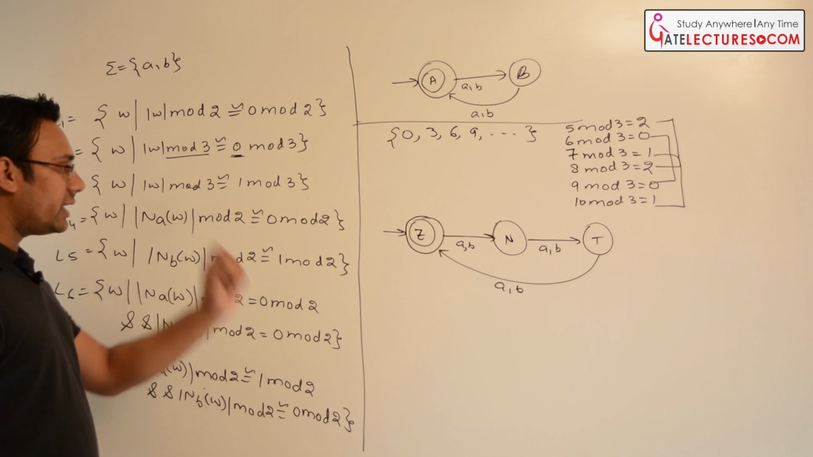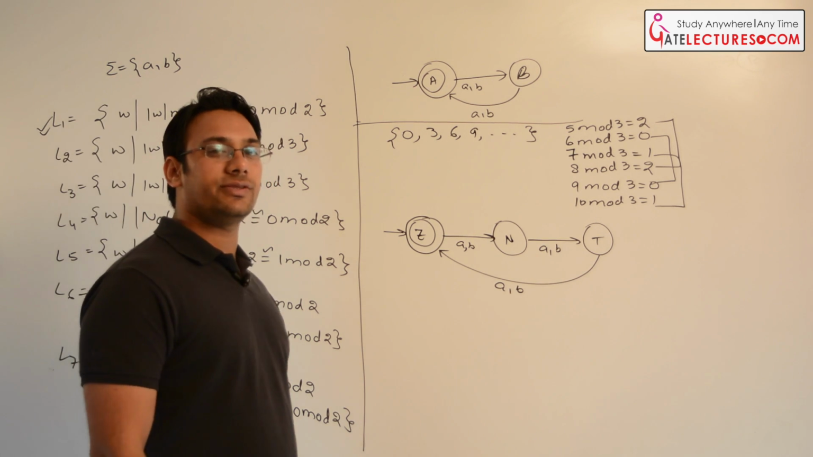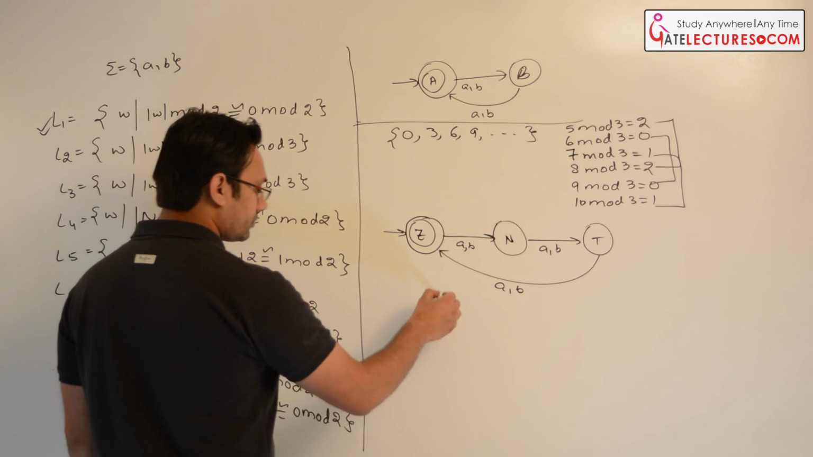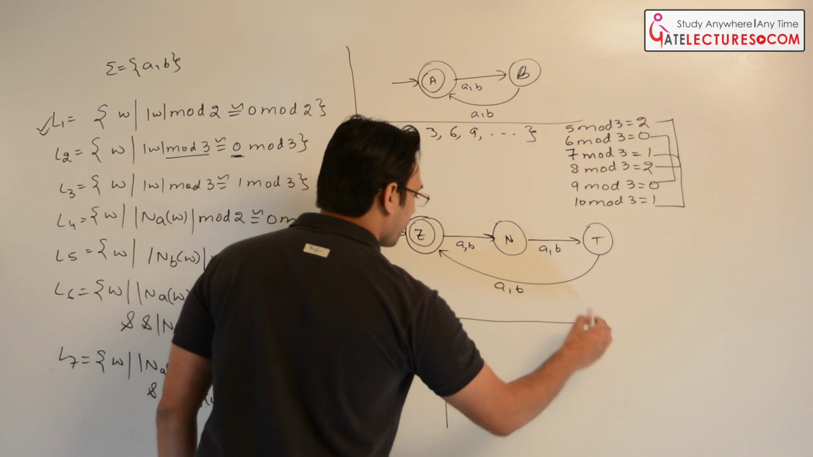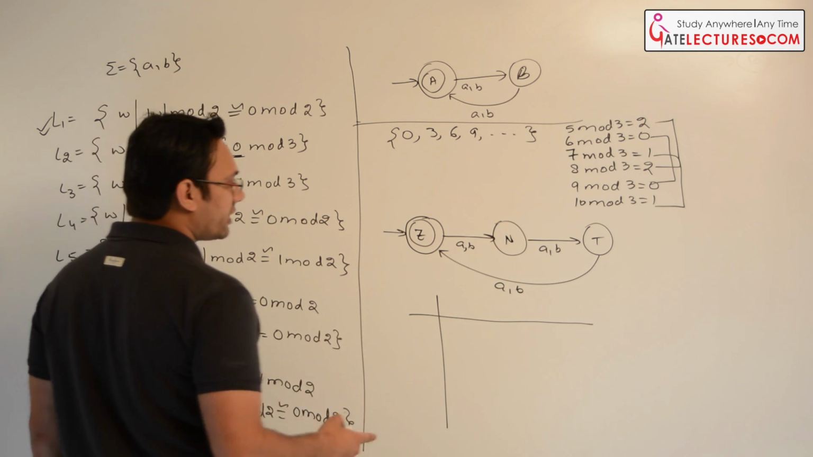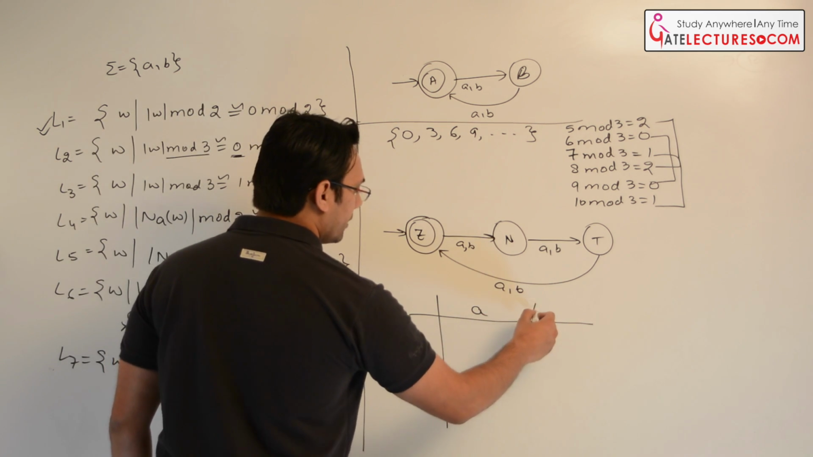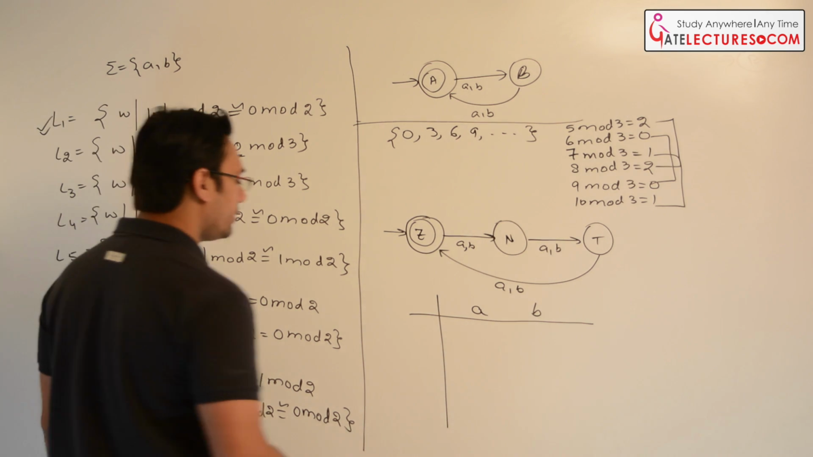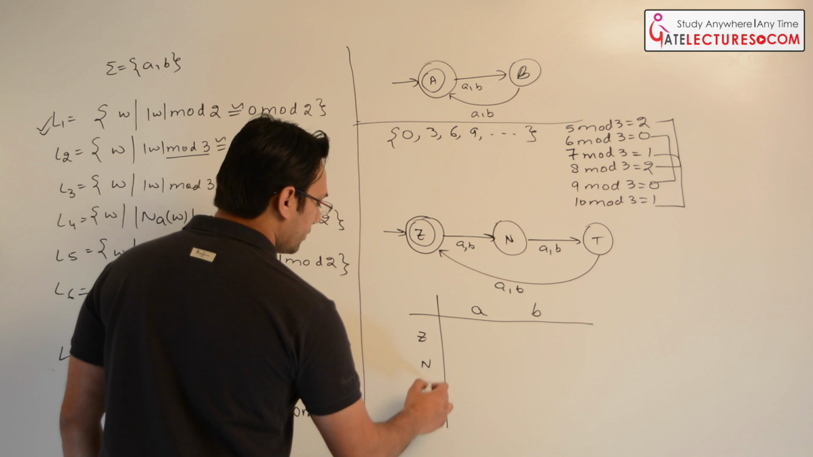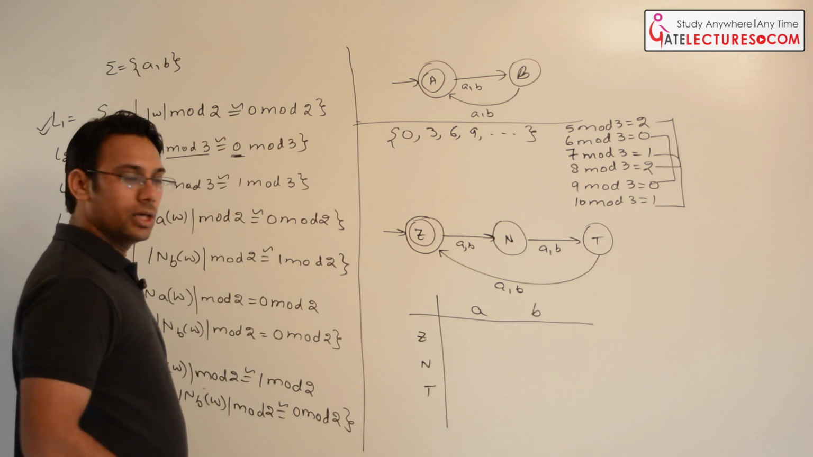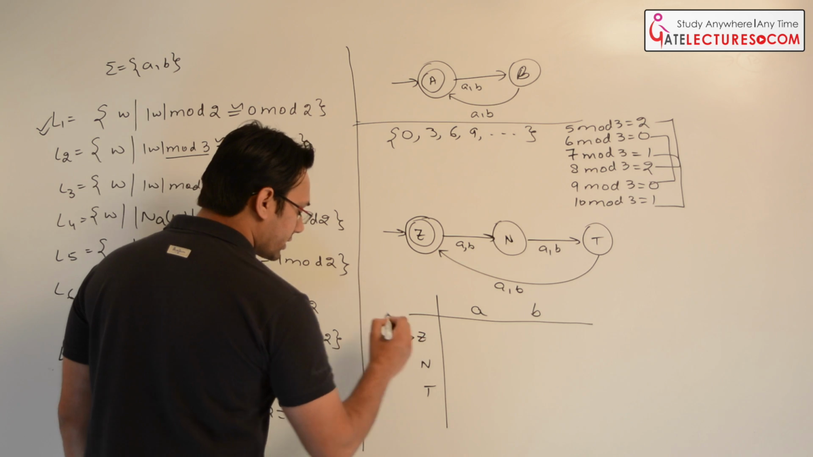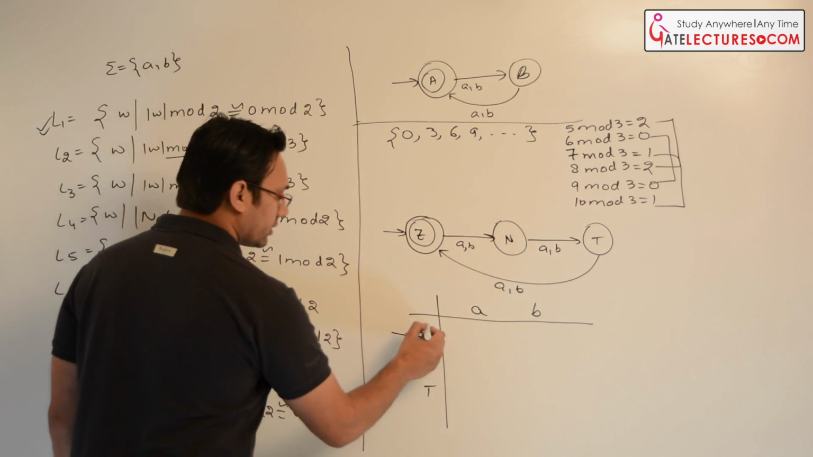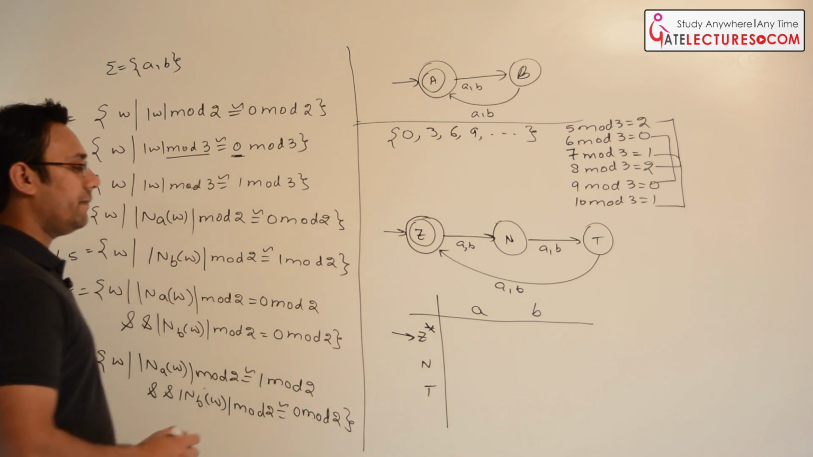Okay. So let me introduce one more thing here, which is called the state table or state transition table. So what is the state transition table here? We have to identify what the symbols are. The symbols are A and B, the input symbols, and we have to tell what the states are here. The states will be Z, N and T. Here the initial state is Z. The initial state is shown like this, and whatever the final state is out of the 3, it will be shown like this with a star.